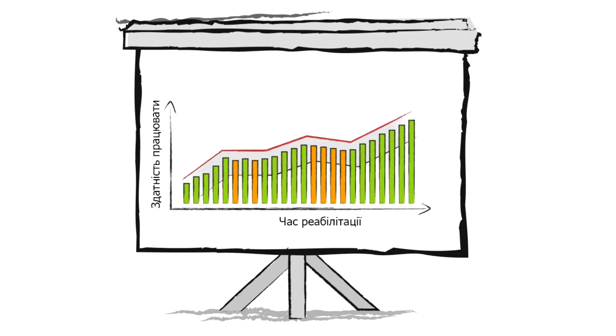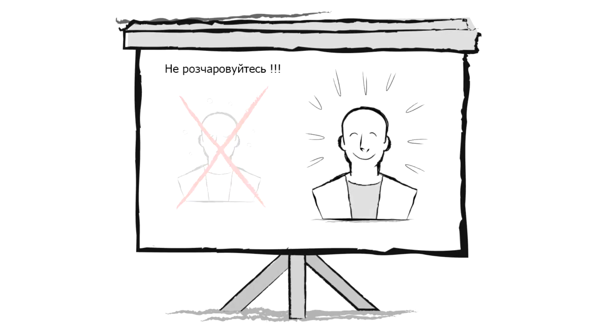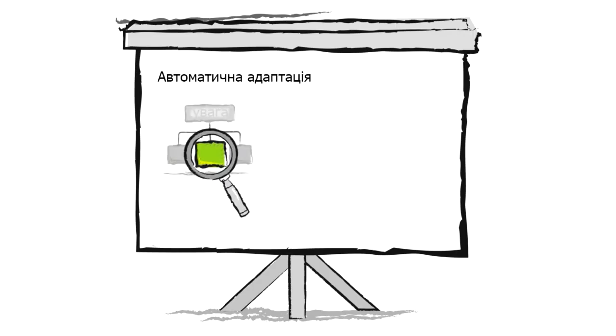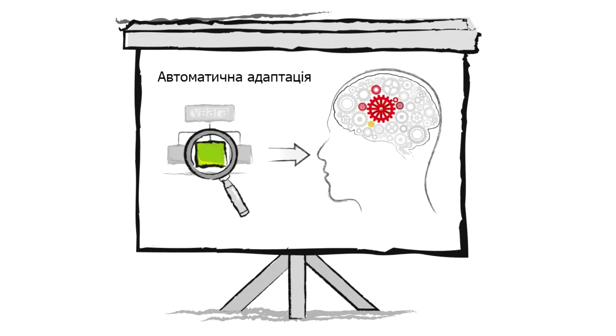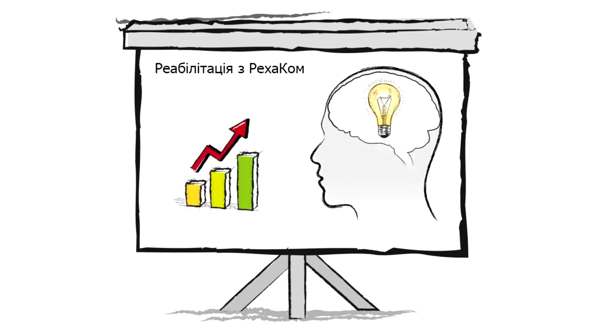The adaptation works downwards too, because the level of capacity of a patient always changes. This way, frustration during therapy is prevented. By automatic adaptation, each RехaKom therapy module reaches optimal results in neuroplasticity. The success of therapy is maximized.